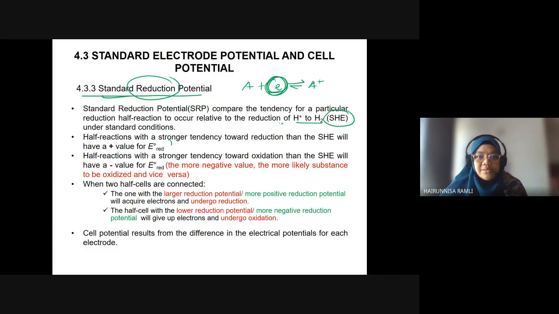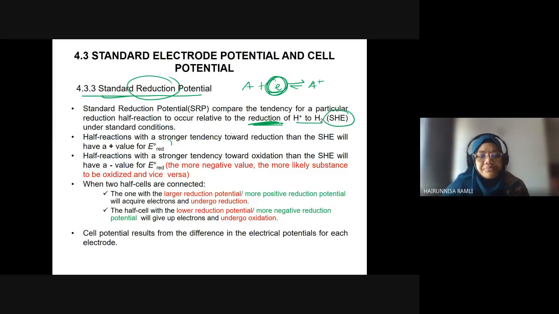SHE always reduction. Okay, untuk you dapatkan bacaan tak kisahlah magnesium ke, zinc ke, copper ke, Ag ke, Au ke, you compare dengan SHE kan? Sebab SHE tu standard reference. And SHE tu sendiri akan kekal berada dekat cathode. So apa-apa pun you compare dengan SHE yang berada dekat katod. So katod you adalah dalam bentuk reduction lah.